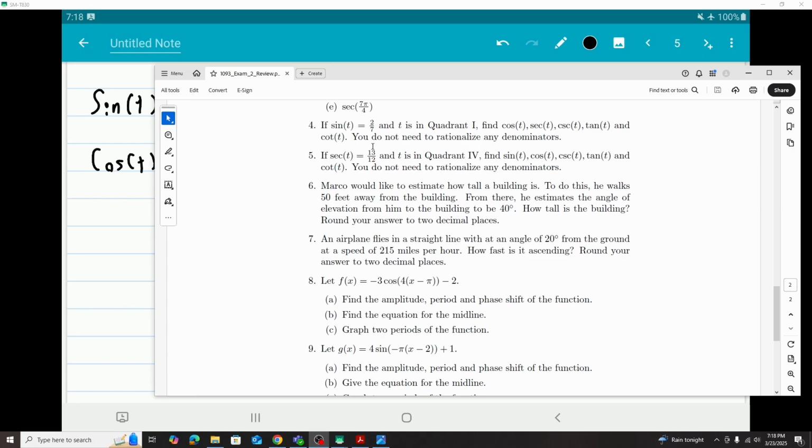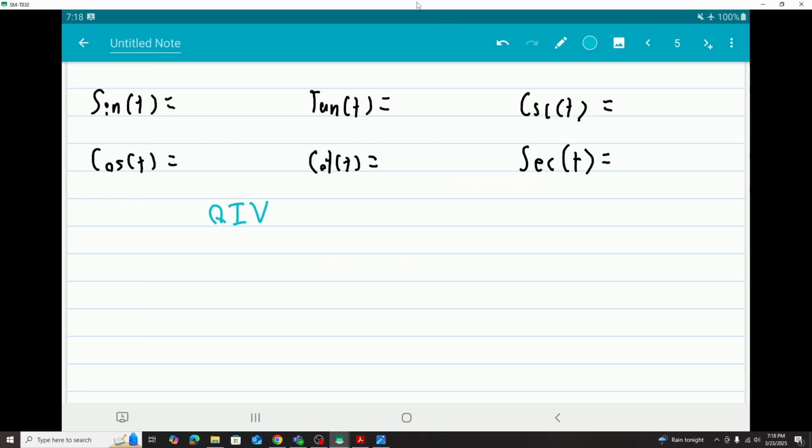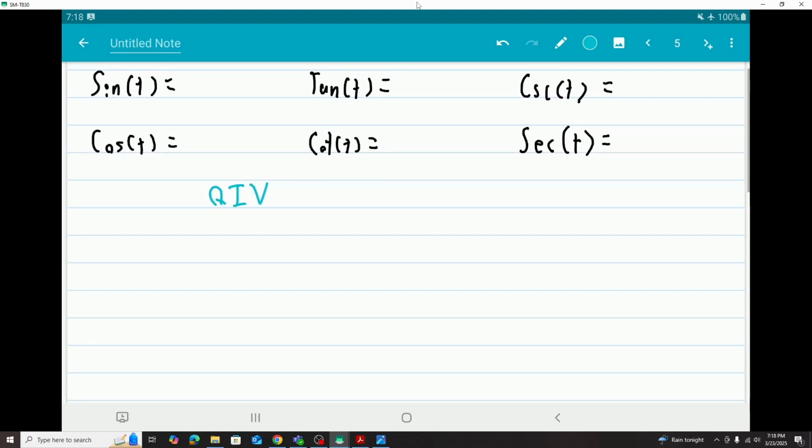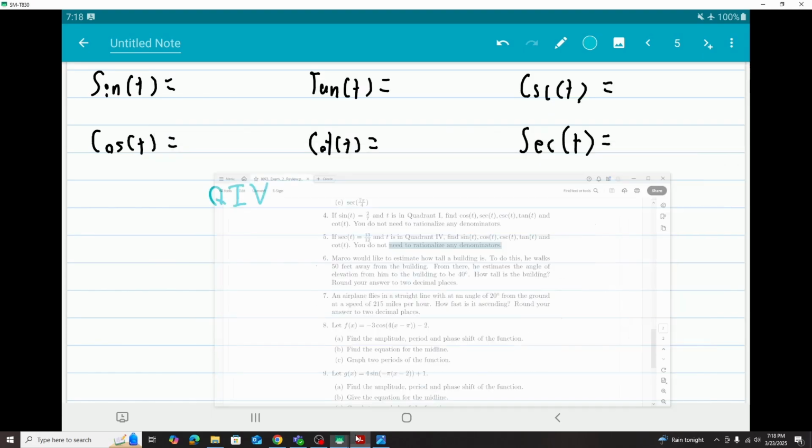Problem 5 is similar. So it tells us what secant of t is, 13 over 12, and tells us t is in quadrant 4. So let's add that. We're in quadrant 4. Now find, and it basically just says the other 5 trig functions. And same story as last time. No need to rationalize any denominators. We're just going to let calculators take care of everything. And so it told us secant, I want to make sure it was secant, is 13 over 12. Yep.